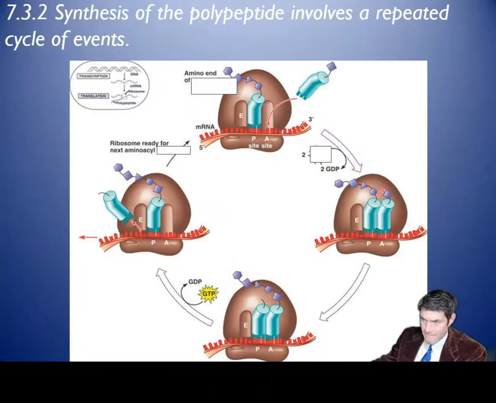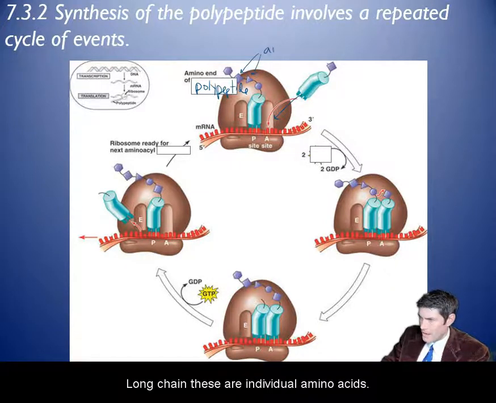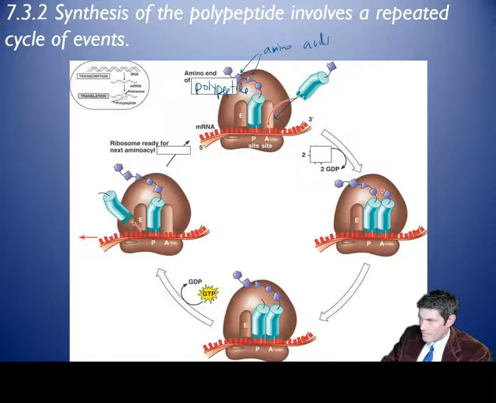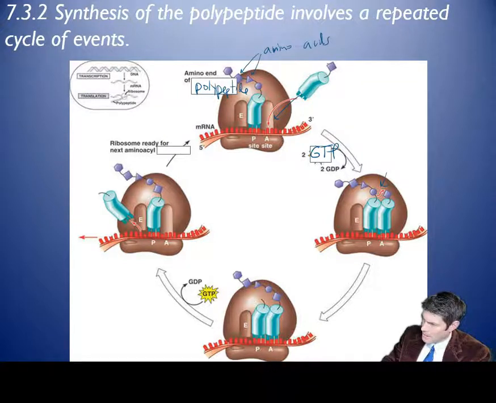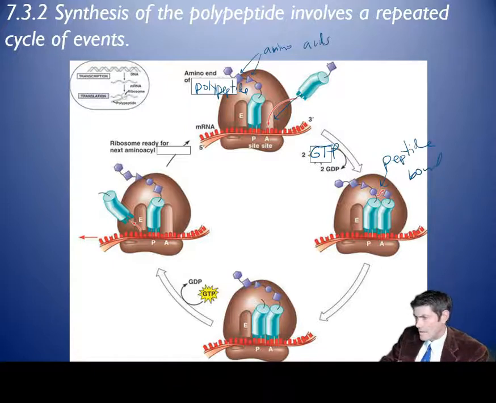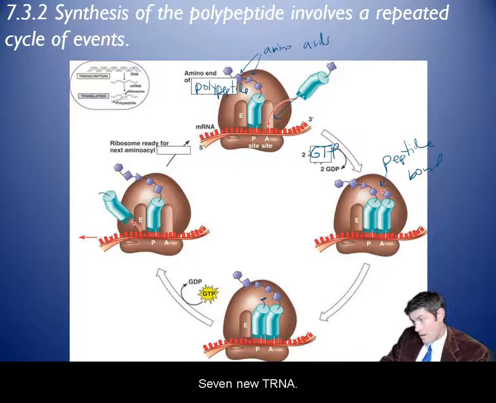Go to my next slide. There we go. And you see here that tRNA is coming in. This is the amino end of the polypeptide. Just this long chain. These are individual amino acids. You need some power from GTP to create these bonds. And here we go. This is that peptide bond that I mentioned. Peptide bond being created. And once that is created, you'll see it shifts from that previous tRNA to the new tRNA.